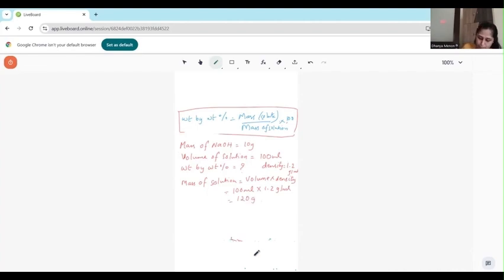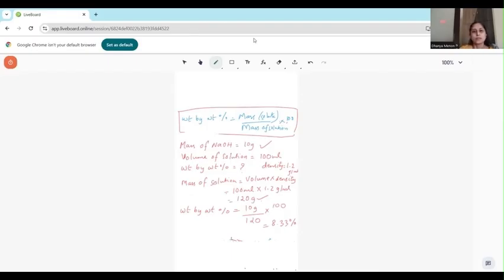Now, can we find out the weight by weight percentage? Do we have the mass of the solute in our hand? 10 grams, right? Do we have the mass of the solution? 120, times 100. So it comes to 8.33%. This is how you find out the mass by mass percentage or weight by weight percentage when density is given, if they have not provided you with the mass of the solution.